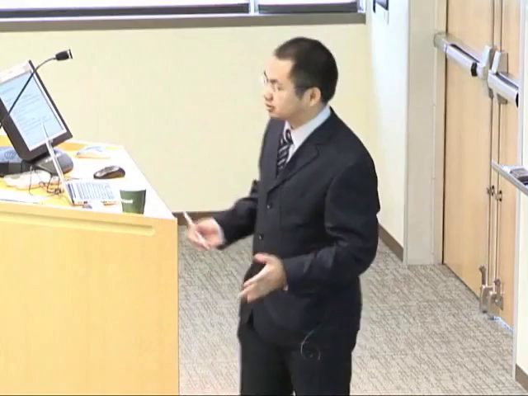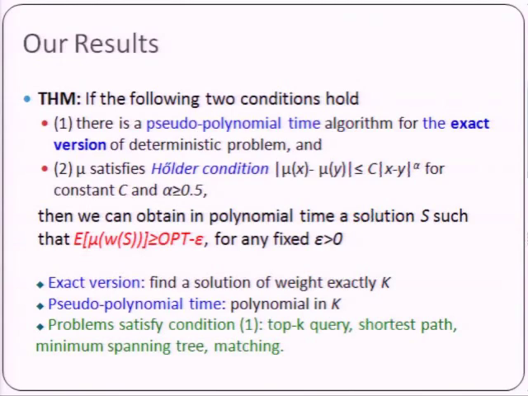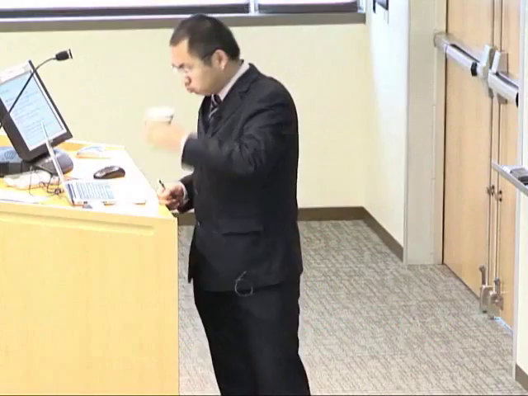Okay. So this is the general theorem we got. Suppose the following two conditions hold. The first condition is that there's a pseudo polynomial time algorithm for the exact version of the deterministic problem. So I'm going to explain.